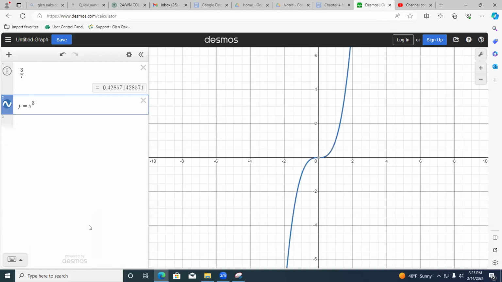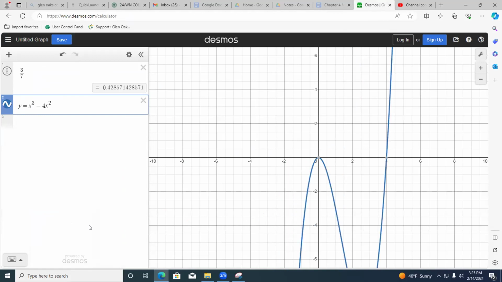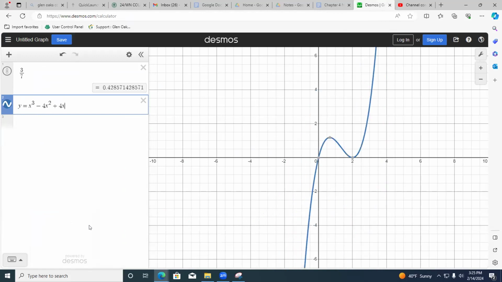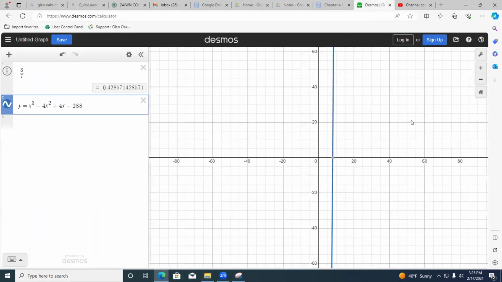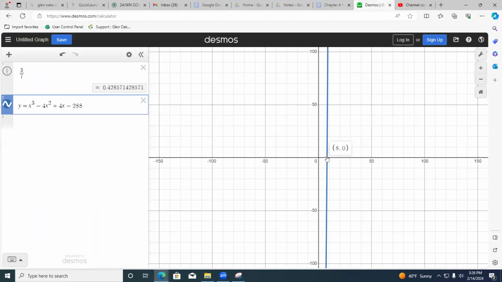x cubed minus 4x squared plus 4x minus 288. I'm going to zoom out so I can look at this, and we can actually just click on it there. There's the x here, and that's the x-intercept. That's the only thing we're looking for, which is the 8 inches. So that is the end of the review for chapter 3.